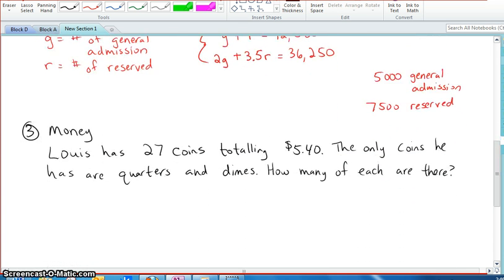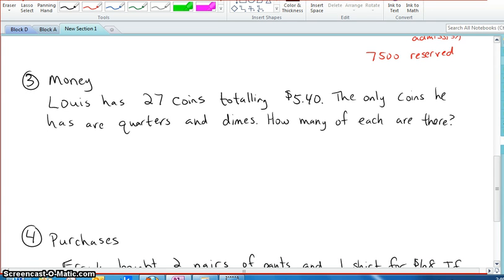We also have spoken about money problems. So if Louis has 27 coins and it totals $5.40, the only coins he has are quarters and dimes. How many of each are there? So I want to know, how many quarters does he have? And I want to know, how many dimes does he have?